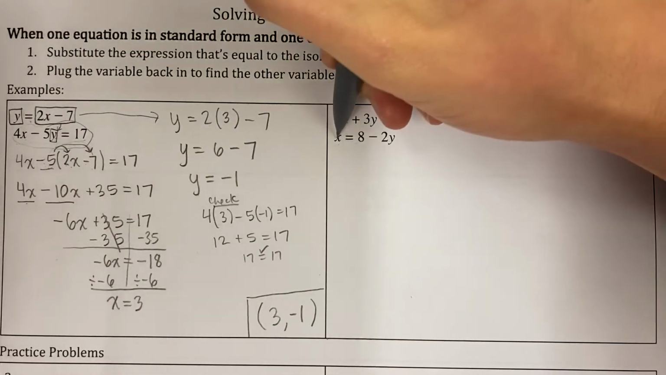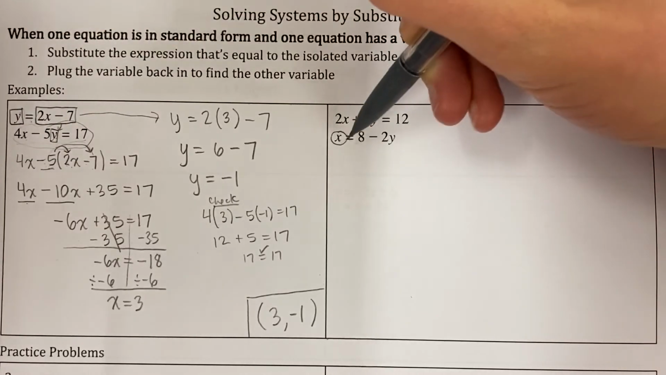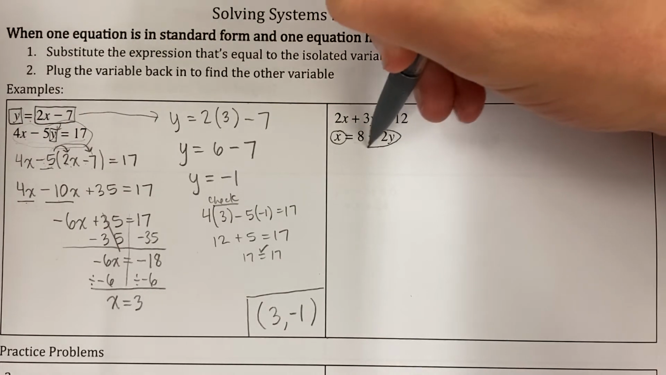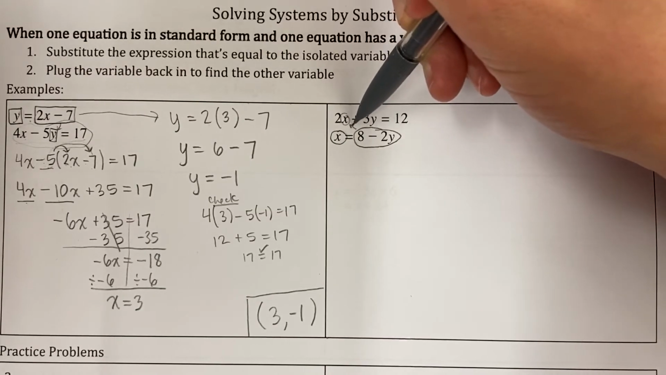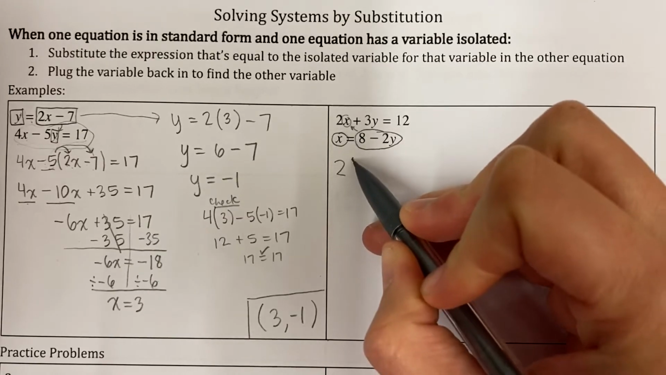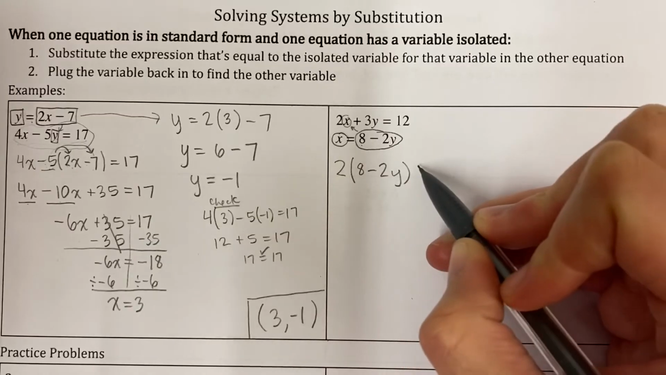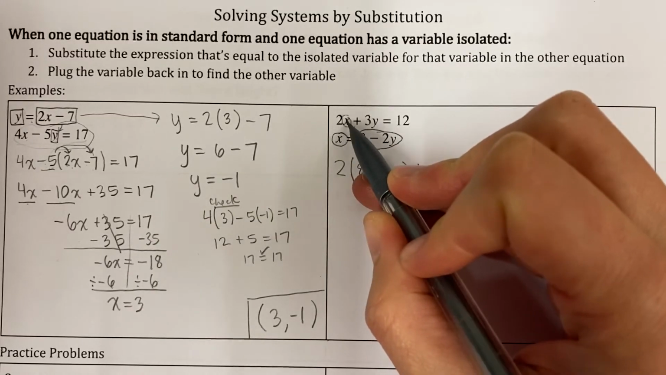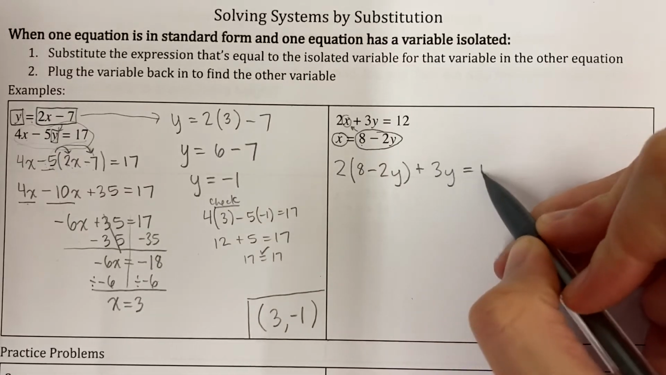In this equation, I have x by itself, right? Here I had y by itself, here I have x by itself. So this x is equal to this expression. And what I'm going to do is I'm going to replace this x with this expression. So I'm going to rewrite this equation that's in standard form, but instead of x, I'm going to write this 8 minus 2y. Okay, so I just replaced the x, that's all I did. And so I'm writing 2x plus 3y equals 12.